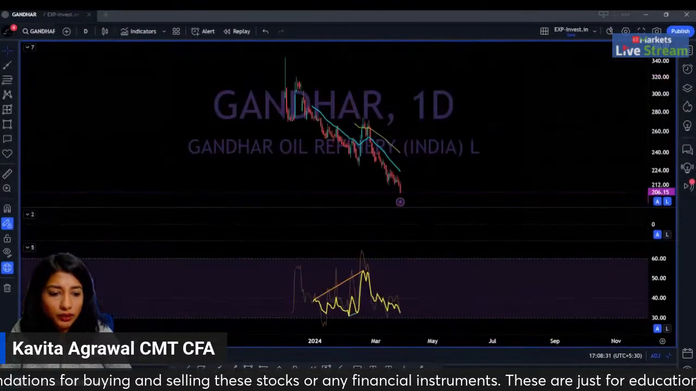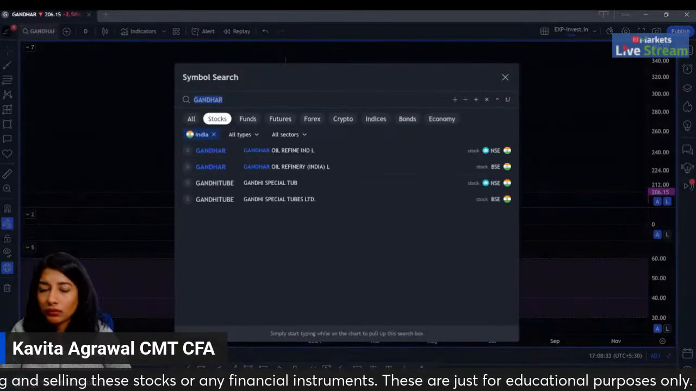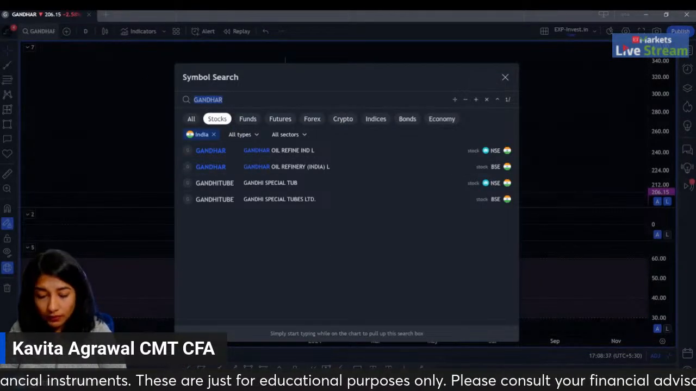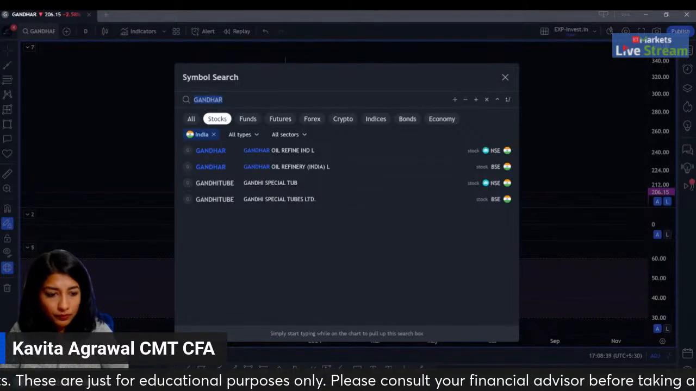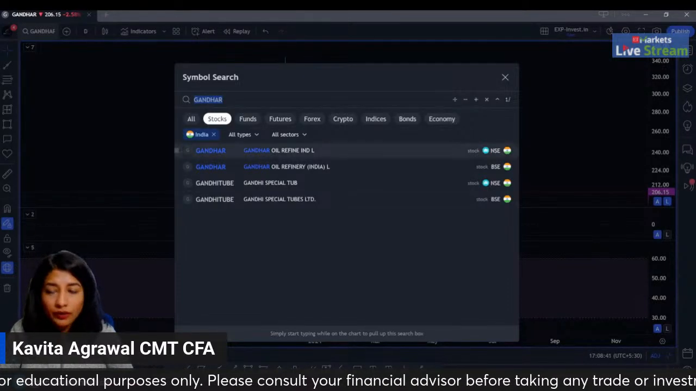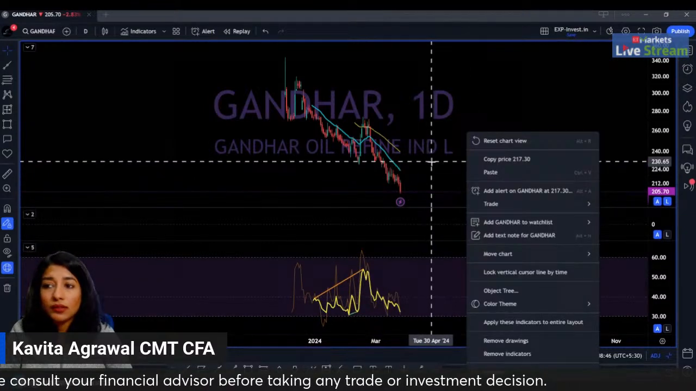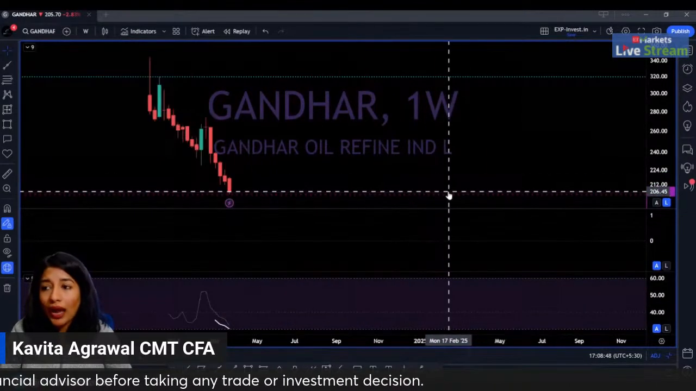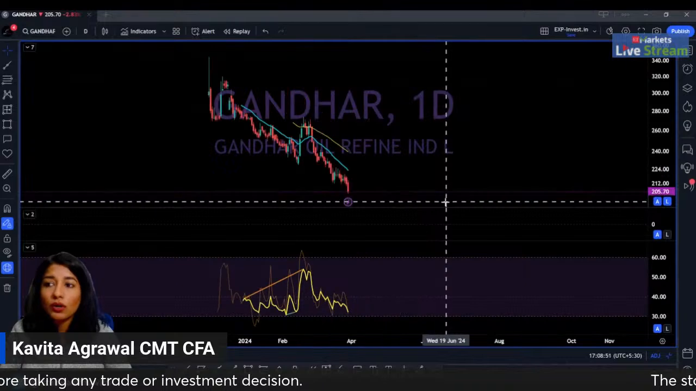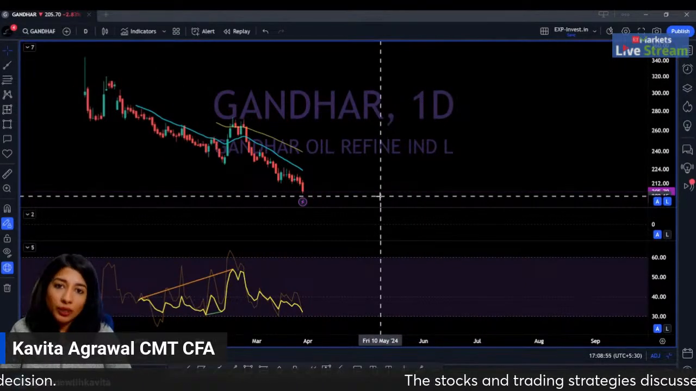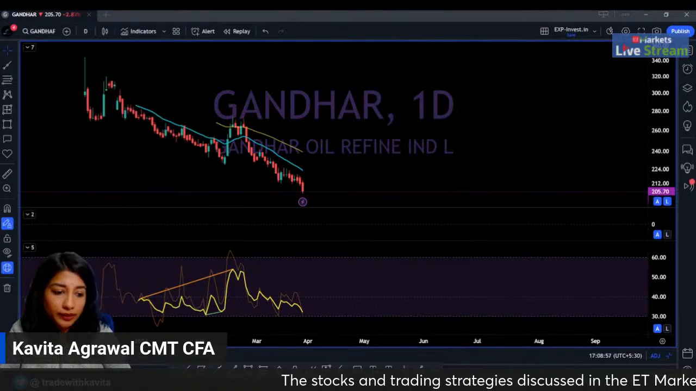Gandhar. All right, so let's input the name of this stock here. ₹310 is where you have. Okay, this is clearly a downtrending stock. I would not recommend you to hold this stock. Sell it, book your loss, and harvest that loss to free up your capital and make better choices next time.